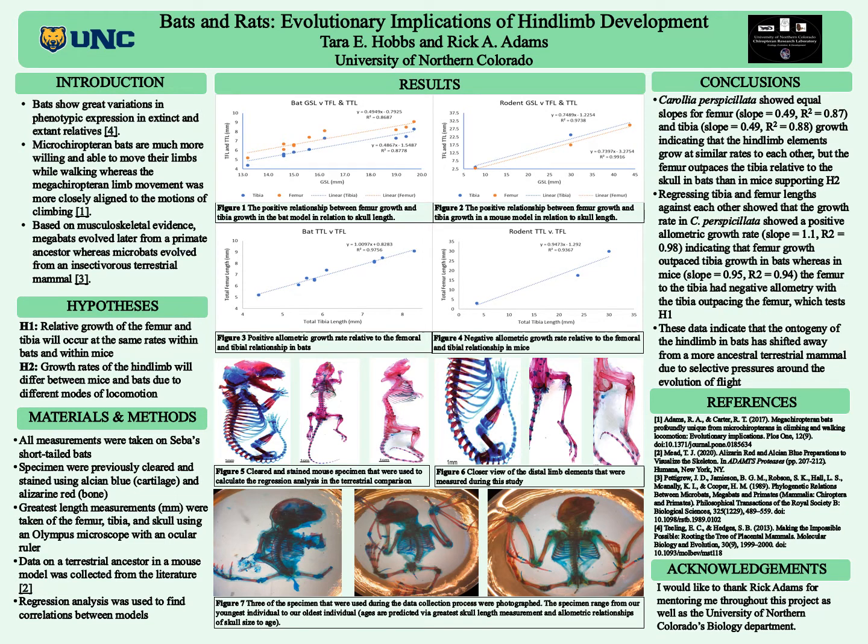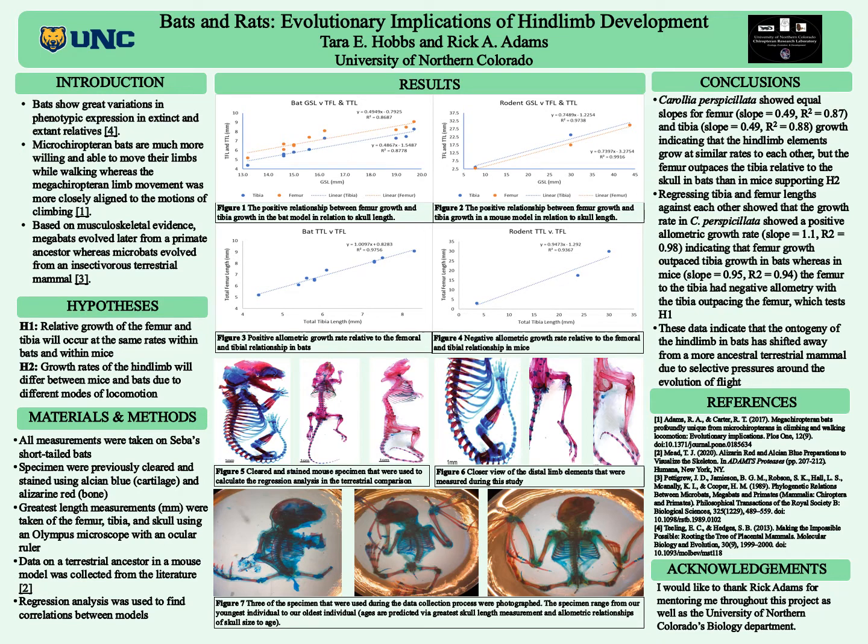Figure 3 references the bat model and defines the relationship between the total tibia length and the total femur length, which is positive and has an R-squared value of 0.97. Figure 4 shows the same tibia versus femur length in the rodent model and exhibits a negative regression of allometric growth rate. Figures 5 and 6 show the specimens that were utilized from the literature to measure relationships in the rodent model. There are full body images here as well as a more detailed image of only the hind limbs that were being used for this experiment.